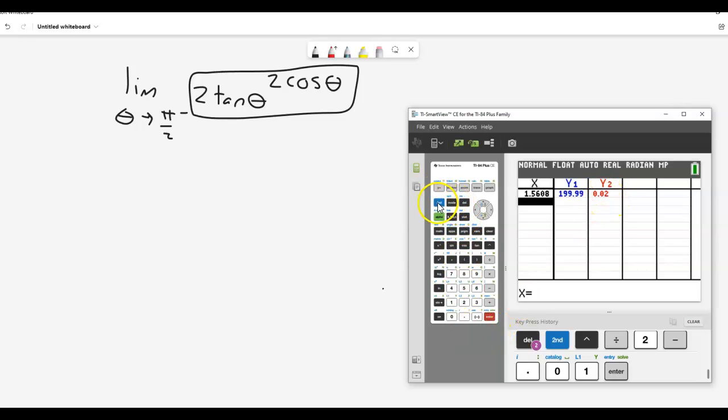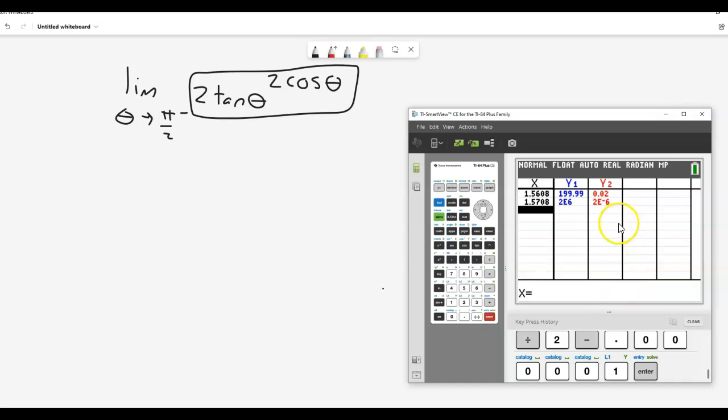So let's try the same thing here. And don't forget, make sure you're in radian mode. So pi over 2, and let's get even closer to pi over 2 from the left. So let's subtract 0.000001 and just see what happens. Notice that our base is getting much bigger and our exponent is getting much smaller.